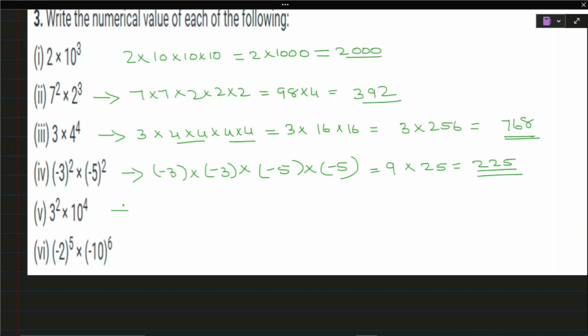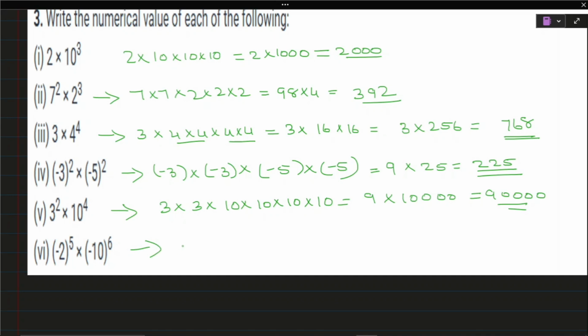Now the next one, that is 3 square. 3 square is 3 into 3. Now 10 to the power 4 means 10 is repeating 4 times. So this becomes 9 multiplied with 10,000, or 90,000. That is the final answer.